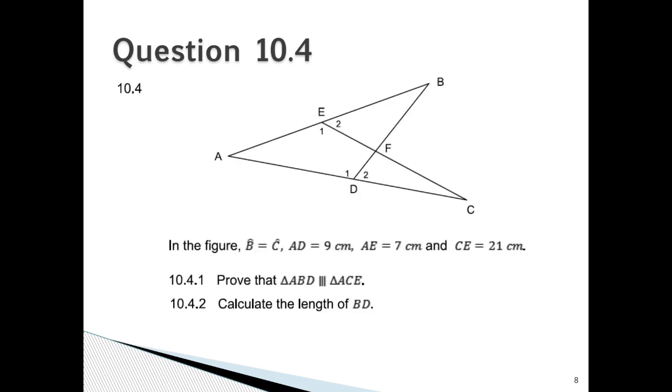Question 10.4. In the figure, angle B is equal to angle C. AD is equal to 9 centimeters. AE is equal to 7 centimeters. And CE is equal to 21 centimeters. Prove that triangle ABD is similar to triangle ACE for 10.4.1, and calculate the length of BD for 10.4.2.